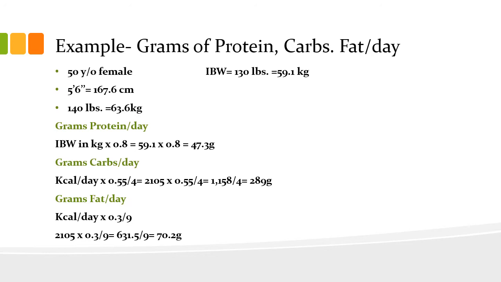Now let's look at the grams of carbohydrates needed. We take the kilocalories a day times 0.55 divided by 4. This gives us 289 grams of carbs a day needed. Now grams of fat. Kilocalories a day times 0.3 divided by 9. For this female, that gives us 70.2 grams.